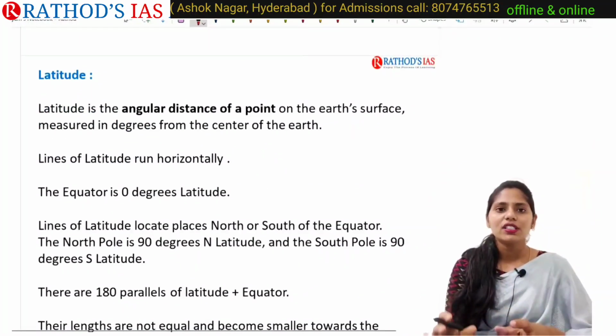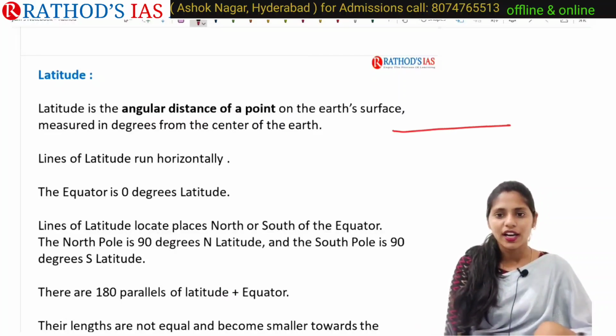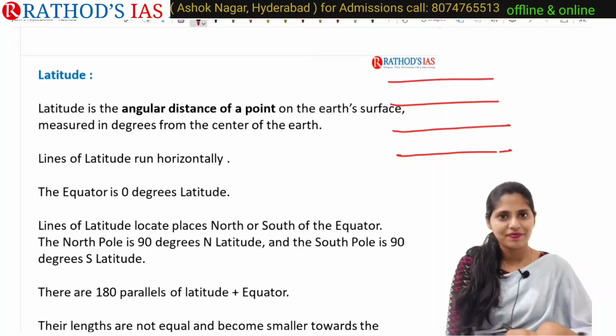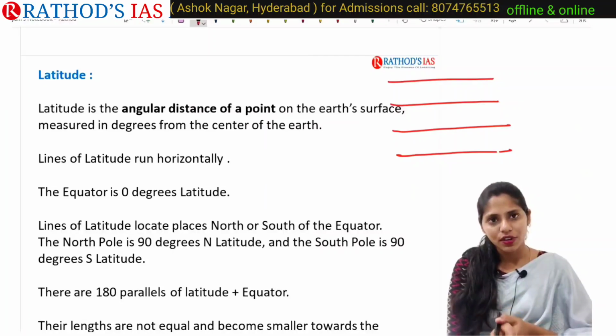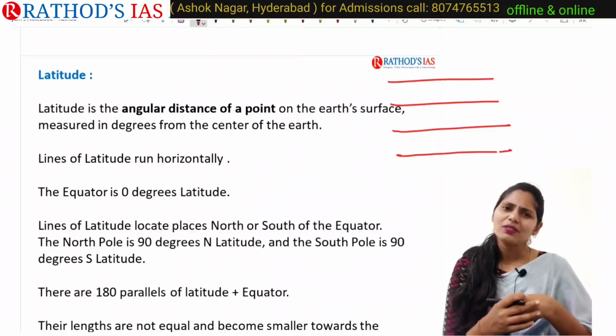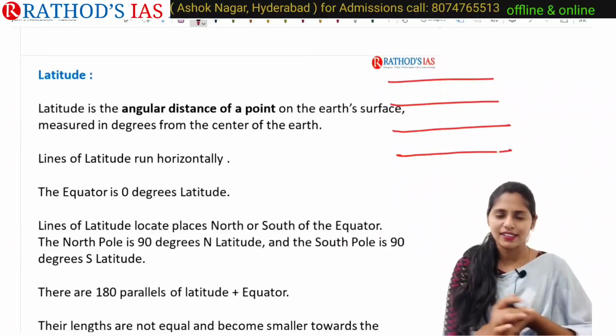Now let us discuss what latitude is. Latitudes are imaginary lines drawn horizontally, like this way we are drawing lines. These latitudes are the angular distance from a point. What is the meaning of angular distance? What does angular distance mean?